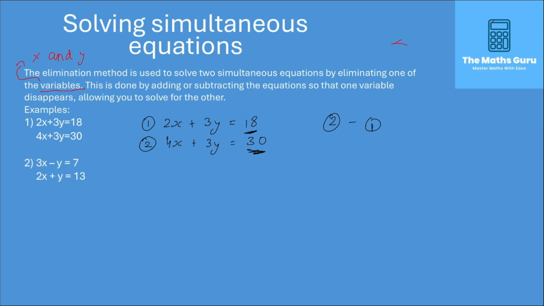Now, we can do this because our 3y's are equal, meaning when we conduct 2 minus 1, we're going to have 3y minus 3y in our operation. So this is going to give us 0. Hence, the y's will completely cancel out, giving us an equation solely involving x with a number. So we can equate x to a number to solve for x to obtain the value of x.